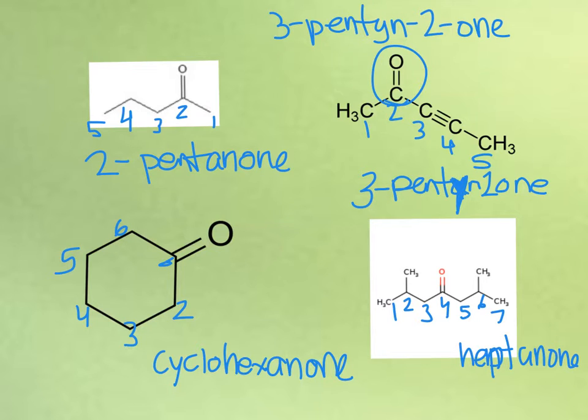And I have some methyl branches. So I've got a 2 and a 6 dimethyl, and then I have a 4 heptanone. So I ran out of room. That's a little bit hard to read. I'm going to switch it up a little bit for us. 2,6-dimethyl-4-heptanone, if you're reading that along with me.